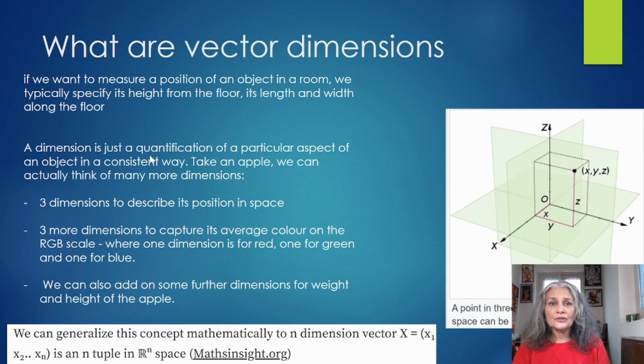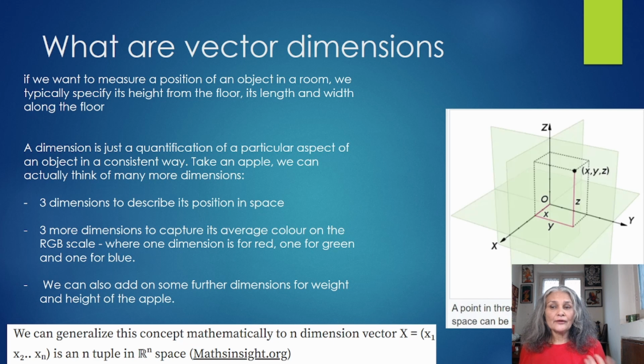A dimension is basically just something we typically specify. We specify its height from the floor, its length and its width along the floor to get the position of the object. A dimension is therefore a quantification, as I've been saying, of particular aspects of an object which we want to measure in a consistent fashion.